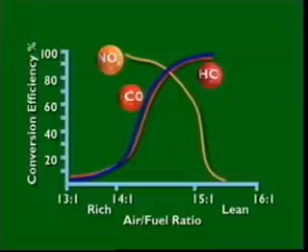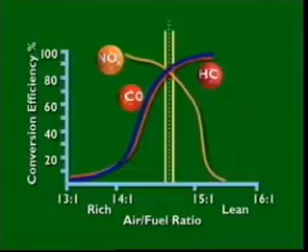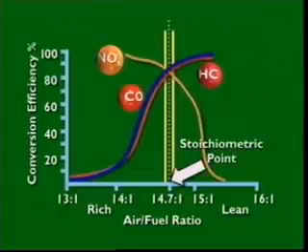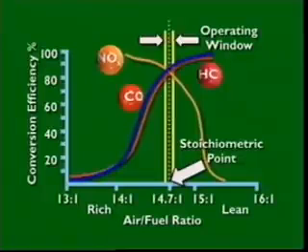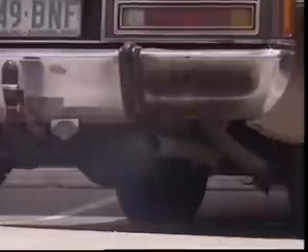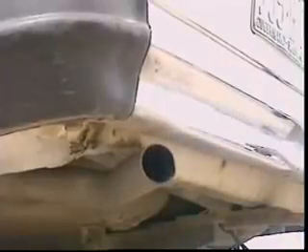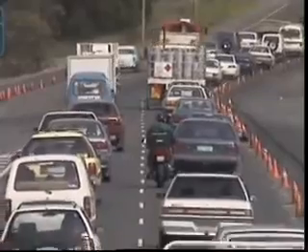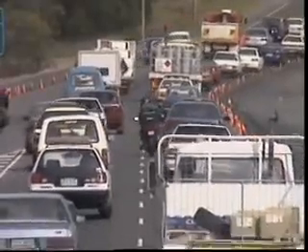Highly efficient conversions of all three pollutants occur only in a narrow range of air-fuel ratios. This range occurs around the ideal air-fuel ratio by mass of 14.7 parts of air to 1 part of fuel. This is called the stoichiometric point. It's also called the operating window of the three-way catalytic converter. If the mixture ratio falls outside this range, the efficiency of conversion of either the nitrogen oxides or the hydrocarbons and carbon monoxide will rapidly decrease.